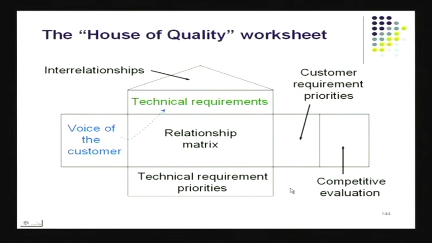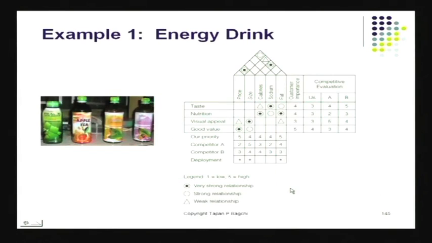All these are going to be more detailed as I go into a real example. Let's take one simple example. I'm thinking of going into business with an energy drink. If you get close to the screen, you'd be able to see the attributes the customer would like to have in an energy drink: good taste, nutrition, visual appeal of the container, and good value for money. That's something customers would like to see.